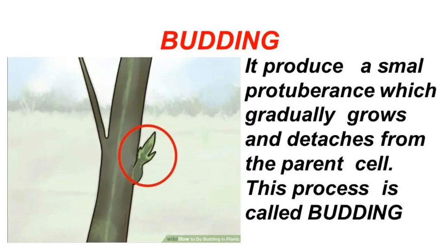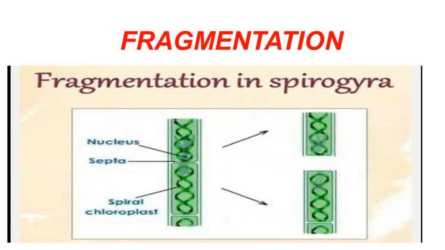The second one is budding. Cakes and breads are very soft in nature. This is due to the presence of yeast. A single yeast cell undergoes asymmetric division. It produces a small protuberance which gradually grows and detaches from the parent cell. This process is called budding. You can see in this picture how budding takes place. If you cut and plant it somewhere else, it grows as a new plant. And the third one is fragmentation.